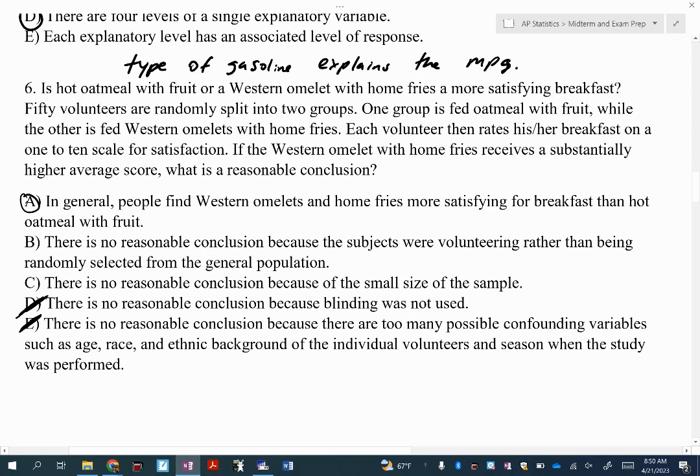If I'm going to say that Western omelets and home fries are more satisfying for breakfast than the other meal, just be aware that I have no information about these 50 volunteers. So let's say all the 50 volunteers are over the age of 65, and then a person who's 30 shows up to eat. Can I really say that the 30-year-old is going to have the same opinion as people over 65? I really can't. So just be careful. Volunteers are not a bad thing, but if you're going to generalize these results, make sure you're only generalizing to the same type of population. Okay? So it is A.